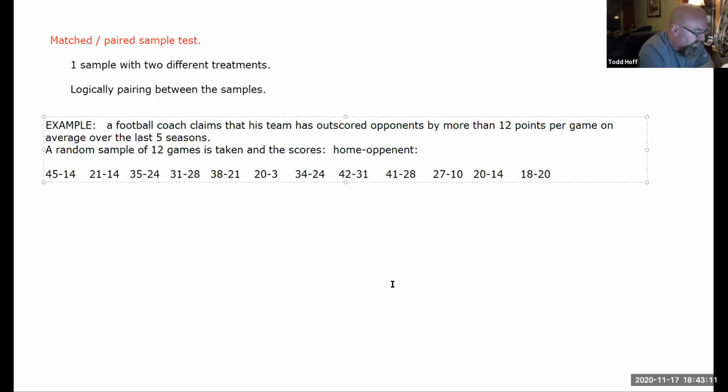Now, our hypotheses here, the null hypothesis is going to talk about the difference. It's saying the mean difference is equal to 12. The alternative will be that the mean difference is greater than 12 to support the coach's claim.